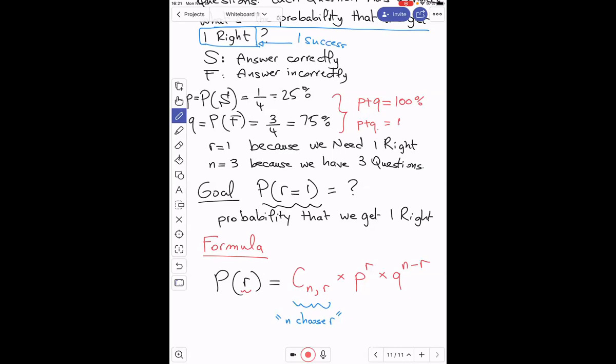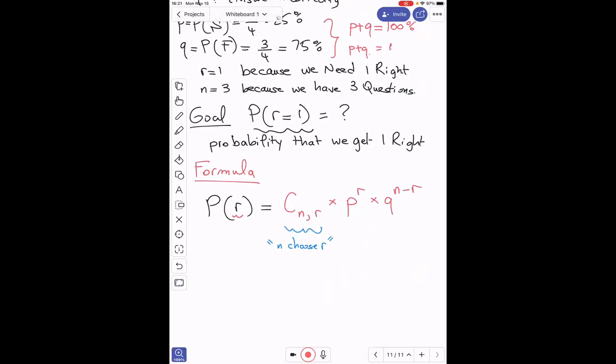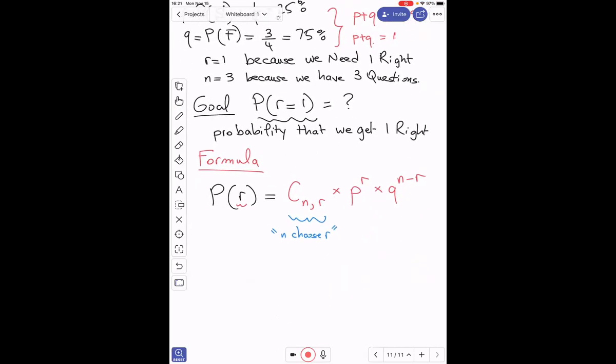As I said, I tried to explain last Wednesday why this formula is true. We said that this N choose R is the number of ways to choose R elements from a set of N.